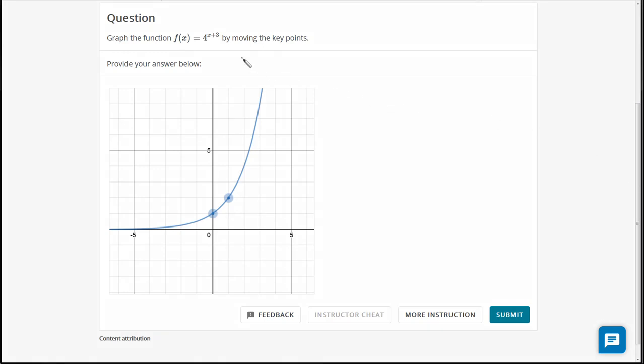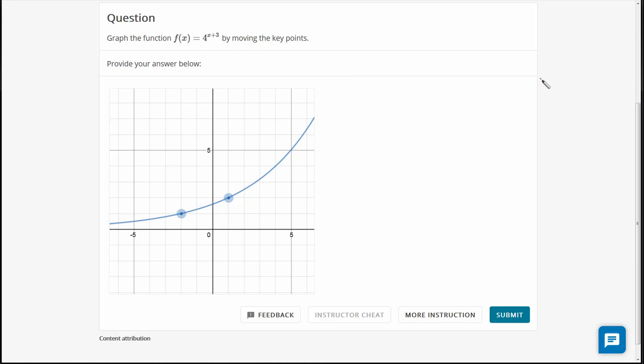All right, here's another graphing exponential functions. I enjoy doing these problems, so let's do another one. I look at this one here, and it wants me to drag the points around so that I get the graph of 4 to the x plus 3.